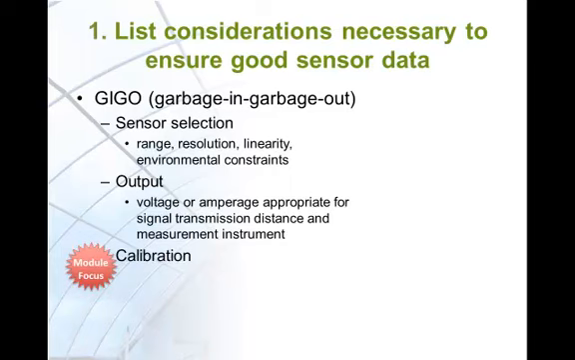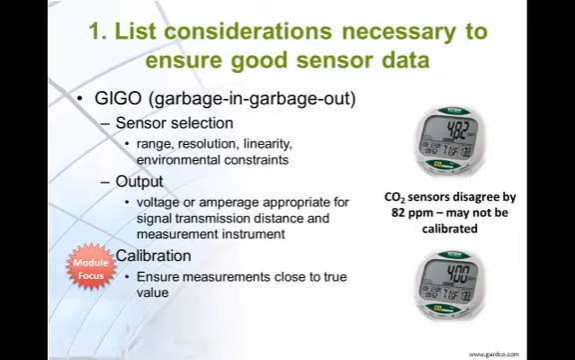Finally, there is sensor calibration. Calibration is the focus of this module. Ensure that measurements are close to true value by using sensors that have been properly calibrated. The images to the right represent 2 different CO2 sensors, reading side by side in a homogenized sample of air. As you can see, the readings differ by 82 parts per million. This difference may be due to a lack of calibration.